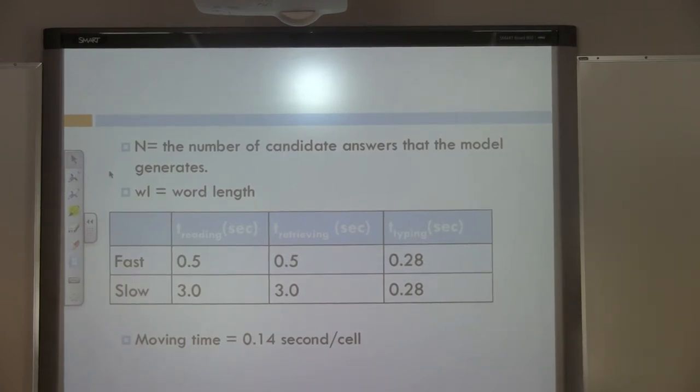And we need to estimate the moving time in the grid when they move. So we estimate that the moving time in the grid is 0.14 seconds per cell. And then we have to add this to the total time in our model simulations. And so the models move from the current position to another clue to solve by using the Manhattan distance.